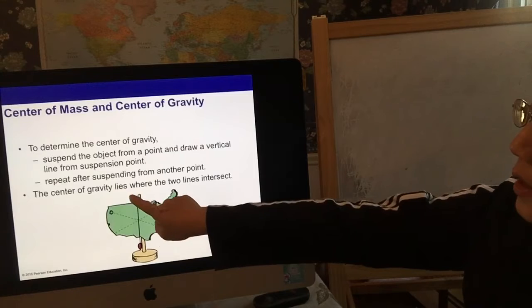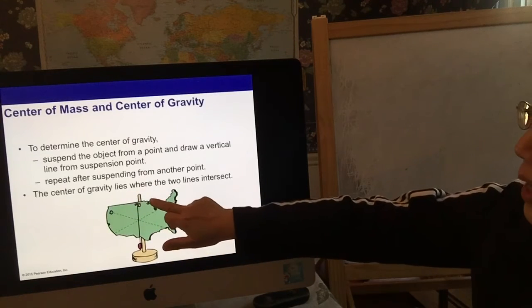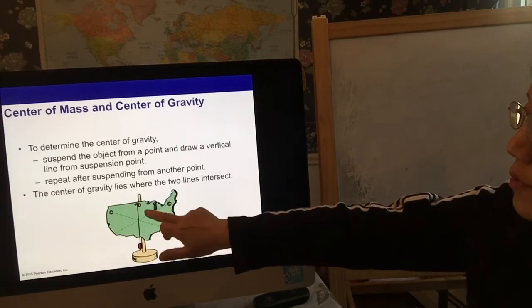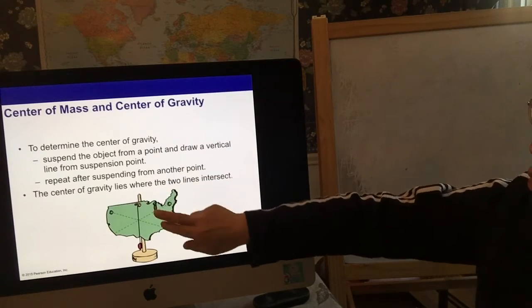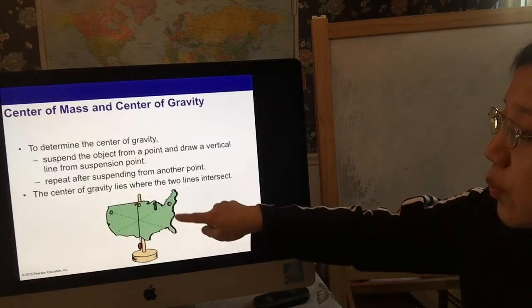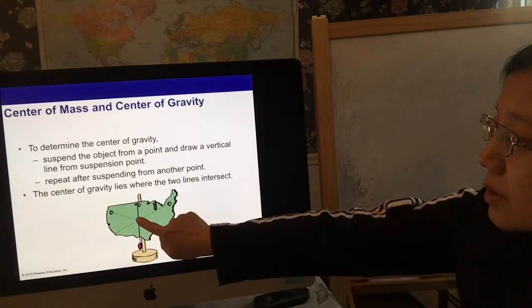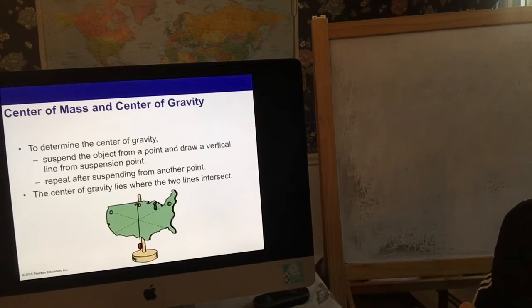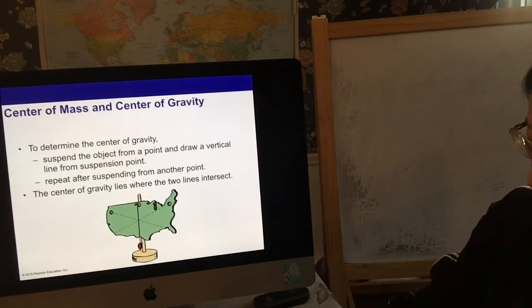For any arbitrarily shaped object, the way you can do it is you suspend the object from one point and draw a vertical line, and then you suspend the object from another point and do the same thing. Those two lines are going to intersect at some point, and that point where the two lines intersect will be the center of gravity or center of mass of the object.